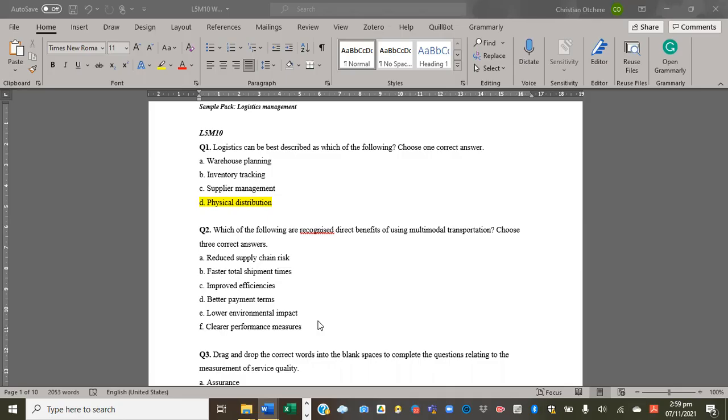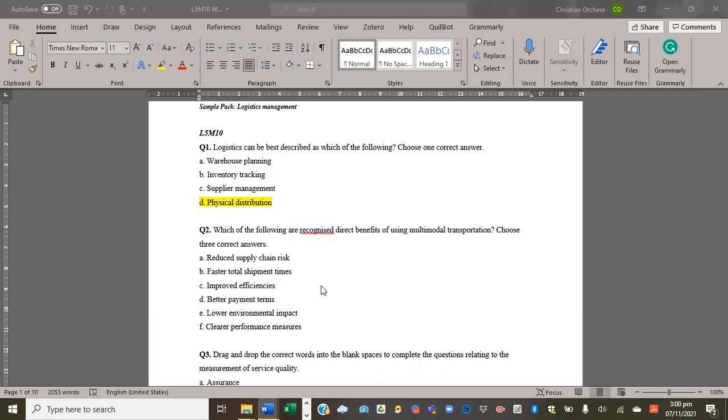So you chose? I chose A because you are able to reduce the risk. Your risk is minimized. And then F, because third parties are handling the multimodal, hence where there are strict SLAs made available for them to follow, you're able to get a clearer performance of their SLA measures. That's why I'm choosing F. I don't know whether it's correct, but that's the reason I'm choosing F.